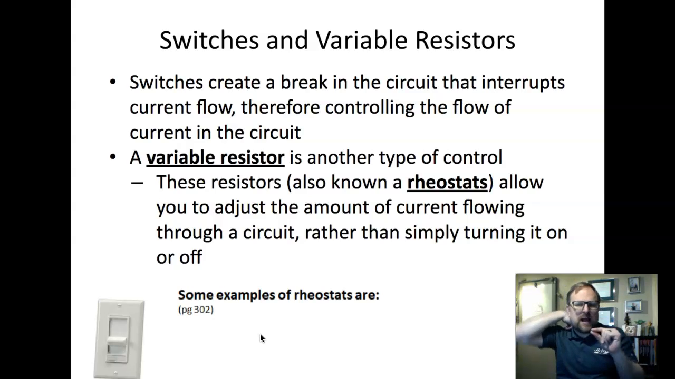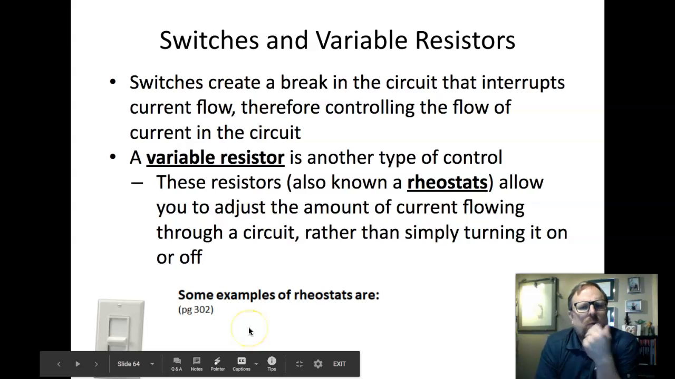So if it's turned right down, we're only allowing a little current to flow through. If it's turned right up, we're allowing the maximum amount of current to flow through based on what that circuit can handle. Okay, I hope that makes sense.